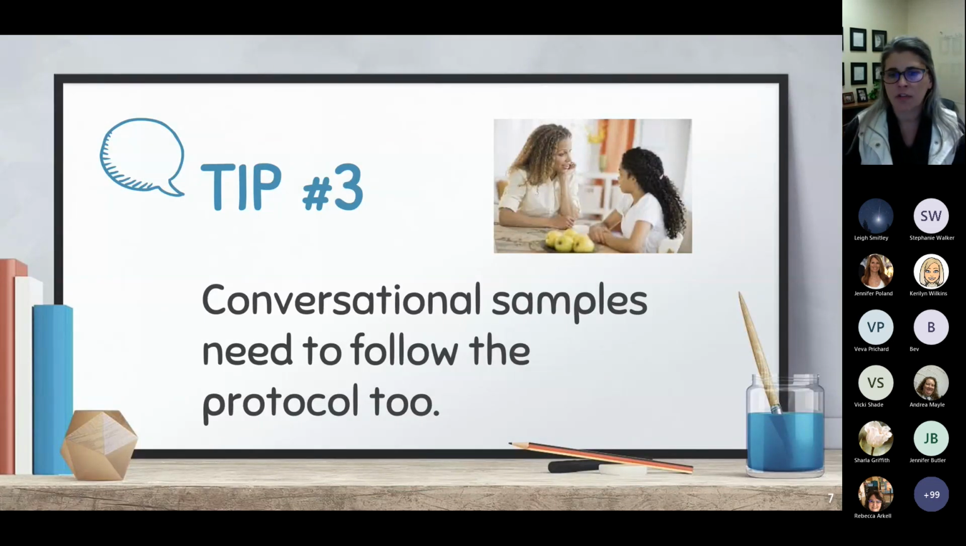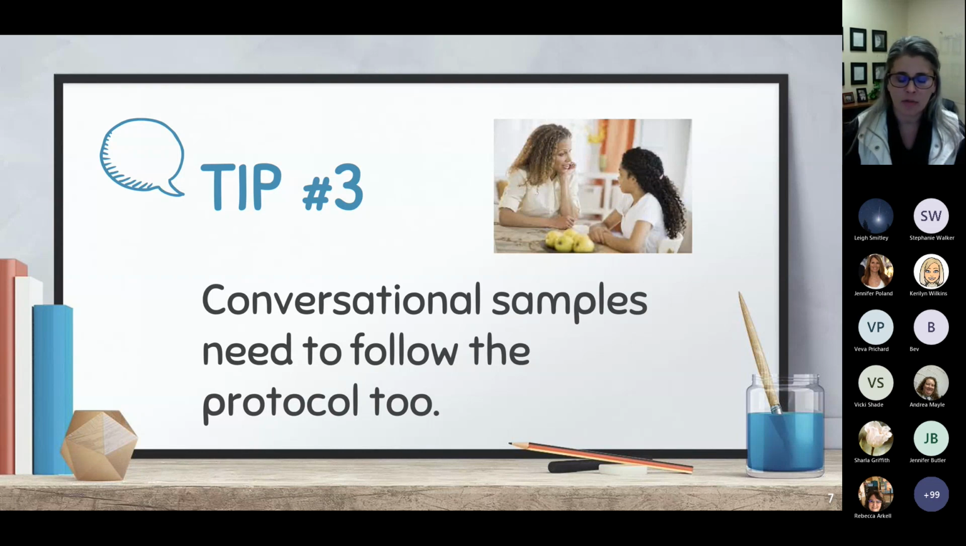And specific to conversational samples, the narrative samples are a little bit simpler because most of them are narrative retells at this point, although protocols are always expanding, and as we get access to those, they'll get shared with you. But the conversational samples are probably the most sensitive to SLP error.